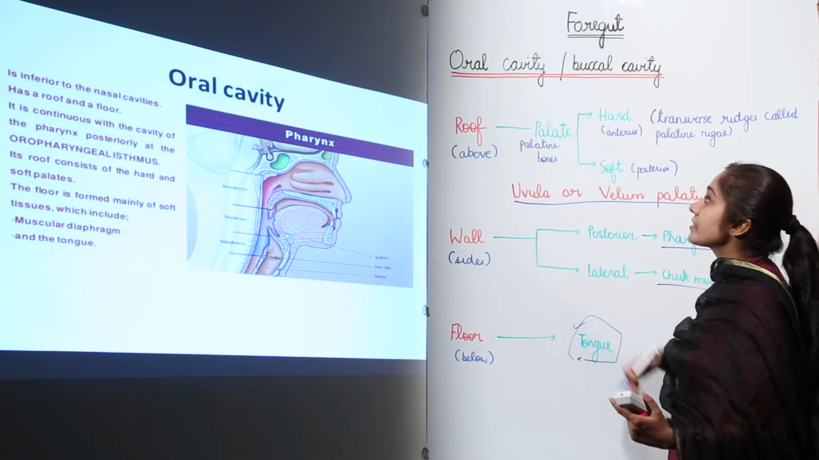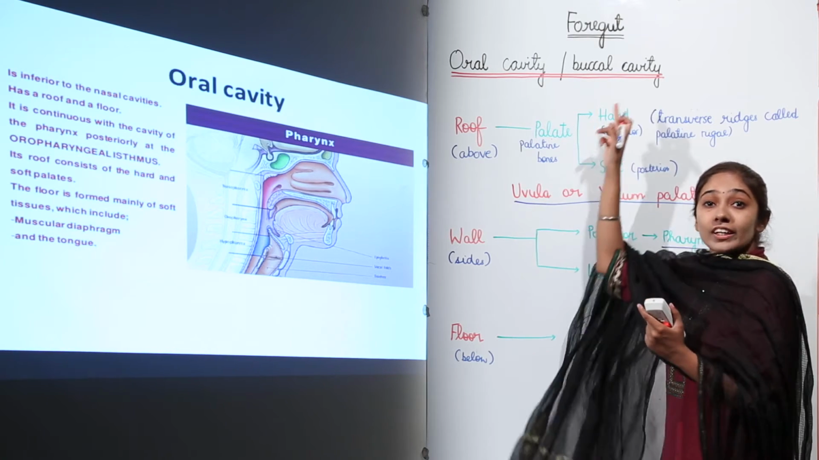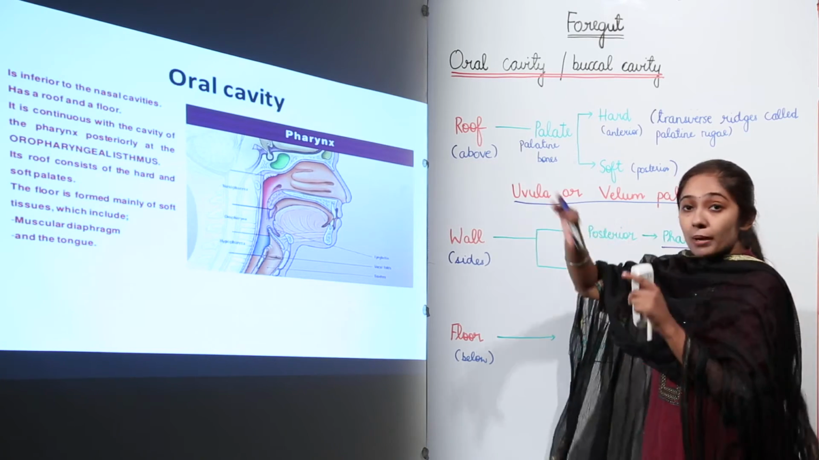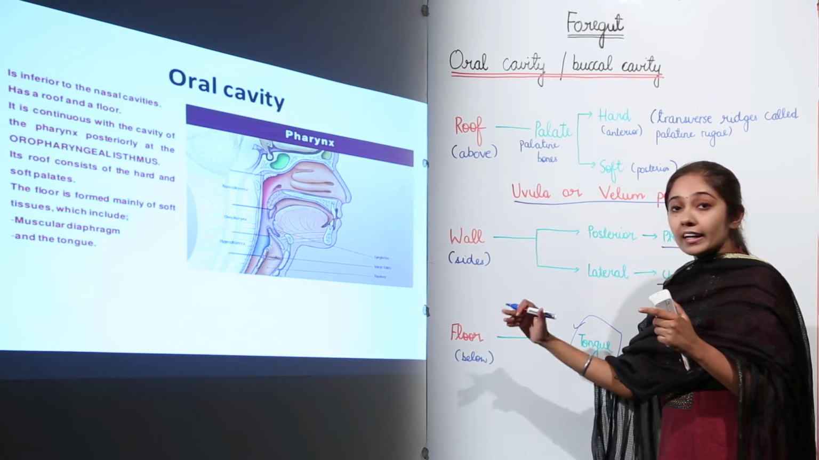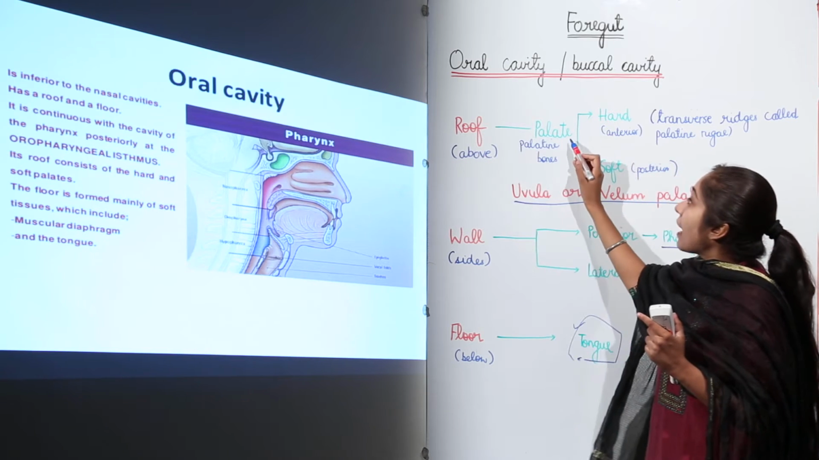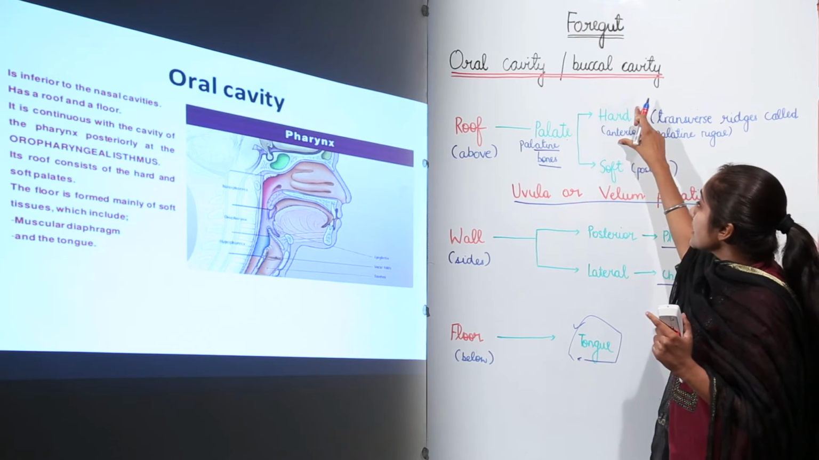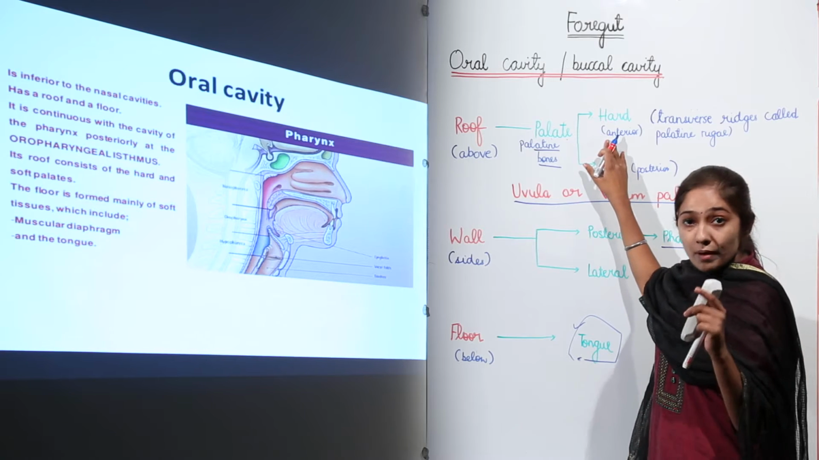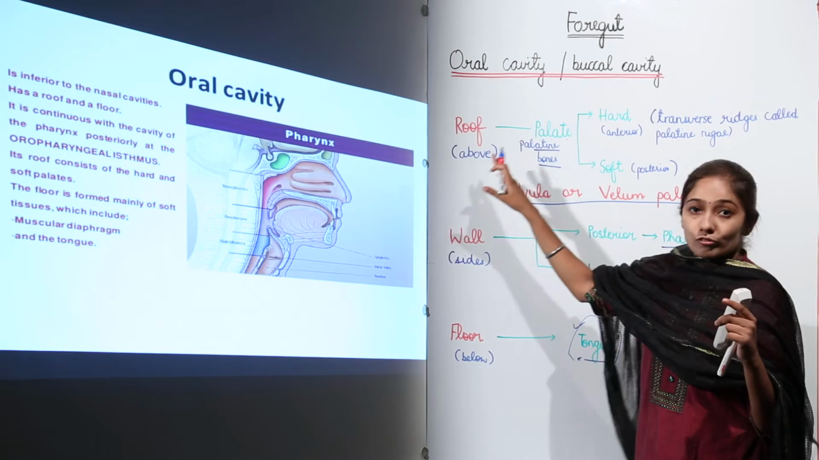Let's recall this once again. We are doing oral cavity. I told you it is also known as what? It is known as buccal cavity. Now it is divided into the roof, the above portion, the wall, the side portion, and the floor, that is the under below portion. So with the roof we have palate, which is made of these palatine bones. We have a hard palate and we have a soft palate. The hard palate is the anterior part, right? And the soft palate is present as the posterior region of the roof.